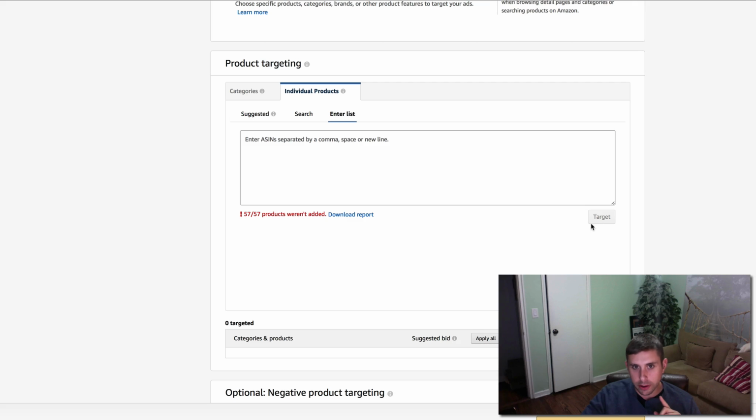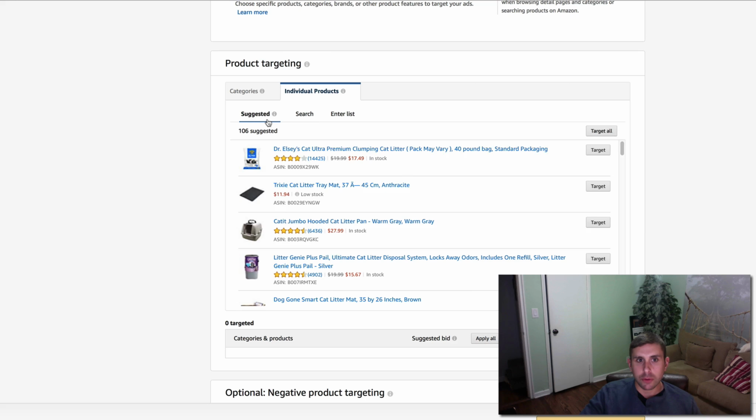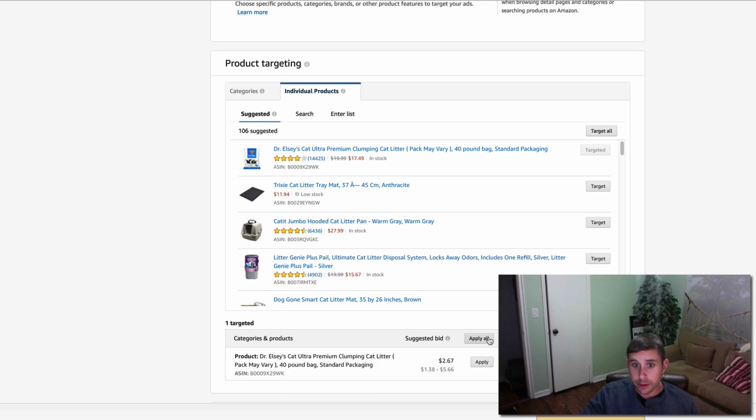Now, let's go over targeting. There is an issue here. Okay, guys, so the ASINs weren't added, so I have to look into that. I think this is an issue with Seller Central because the ASINs weren't added, but that's interesting. Let's see. Let's go over here. Let's say the ASINs were added.